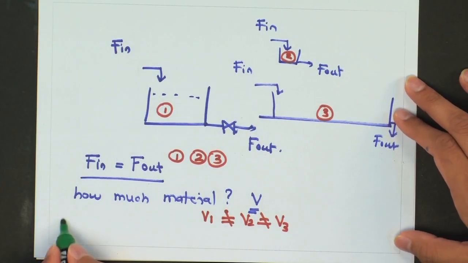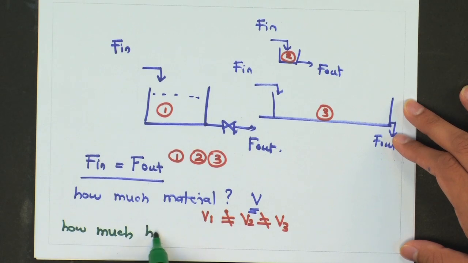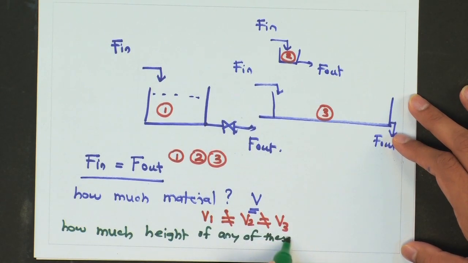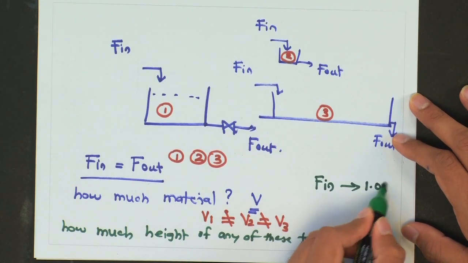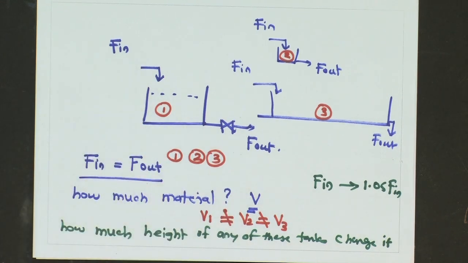That is because steady state information is limited, it does not give you all the information about the system. If I want to ask a question, how much would the height of any of these tanks change if F in is increased by 5%? So this is the disturbance which we had given even in the last lecture. If the inlet flow rate increases by 5%, the height would change.